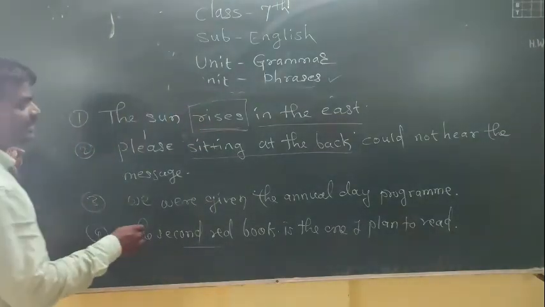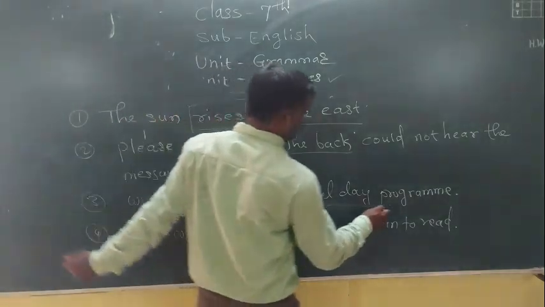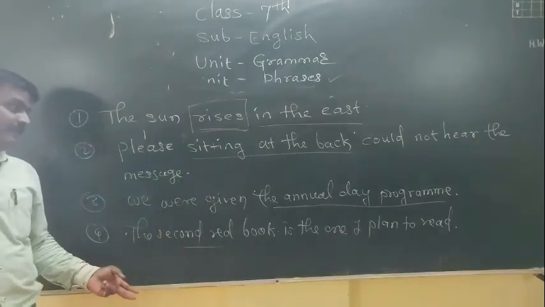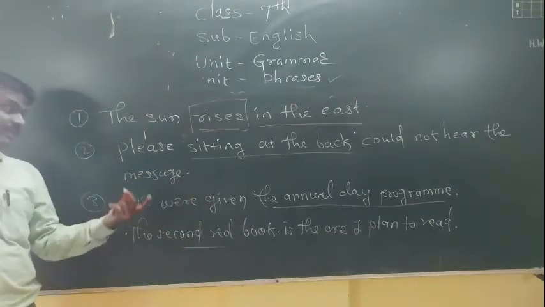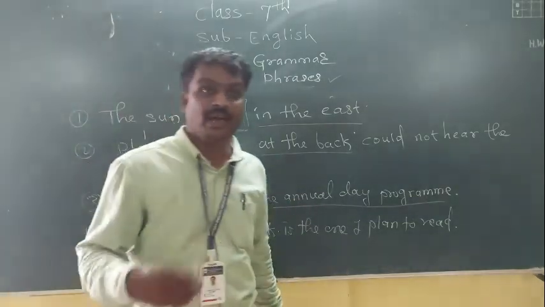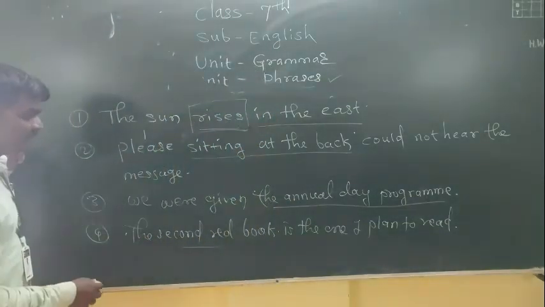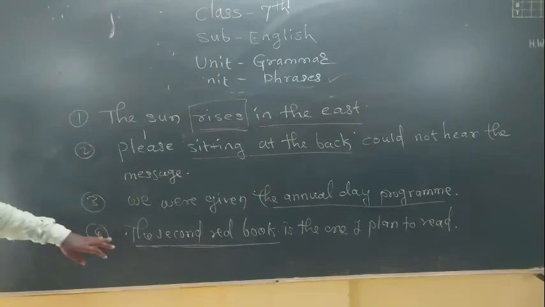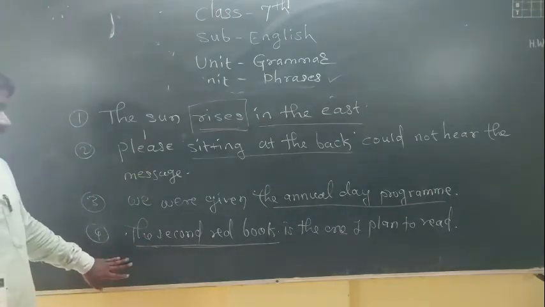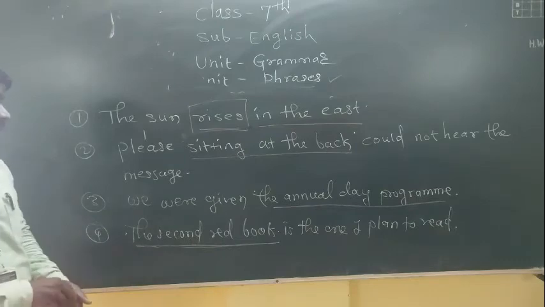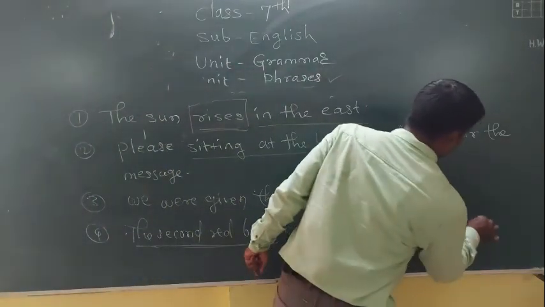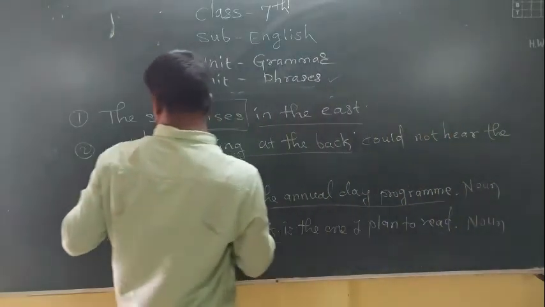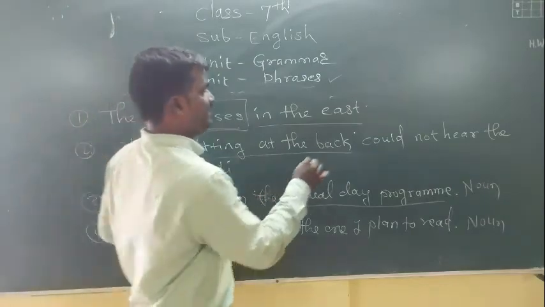We were given the annual day program. The underlined phrase here is "the annual day program." It is an object, functioning as an object, and it is a noun, so it is a noun phrase. Next, the second red book. The second red book functions as a subject here, and it is a noun, and that's why it is called a noun phrase. So this is an example of a noun phrase, an example of an adjective phrase, and an adverb phrase.